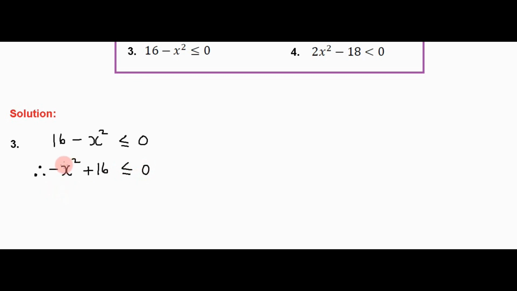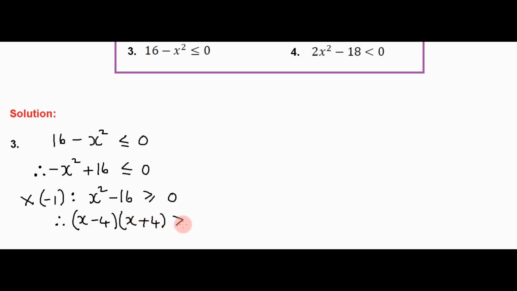Then secondly, we always want a positive x squared coefficient. So we're going to multiply through by negative 1. So we end up with x squared minus 16. And since we are multiplying through by a negative number, the inequality will switch around. So now we have a nice difference of squares here, which we can factorize as such. So it's going to be x minus 4 times x plus 4 greater than or equal to 0.